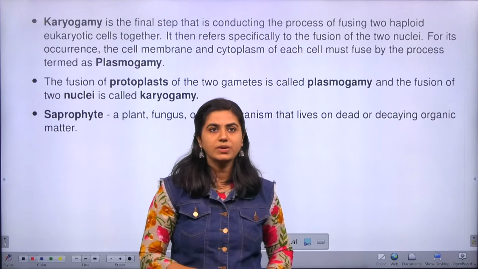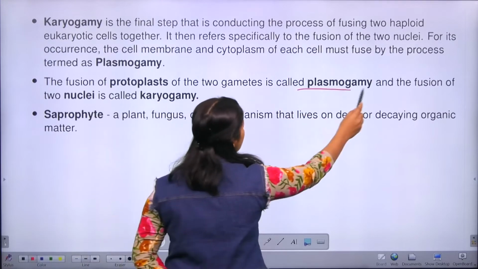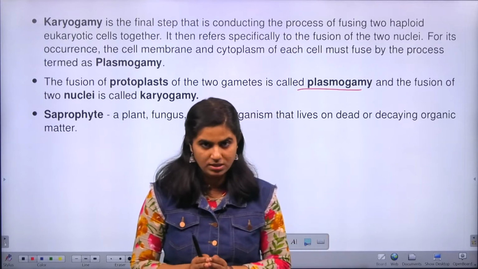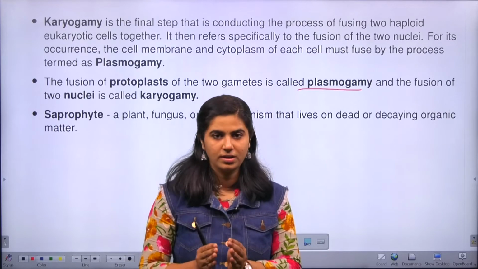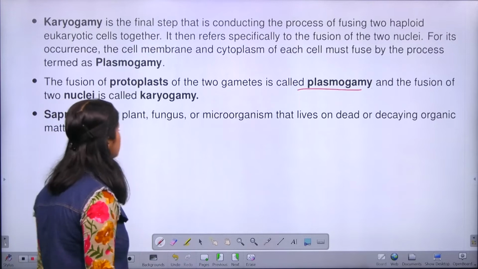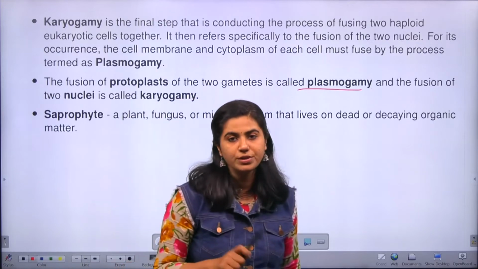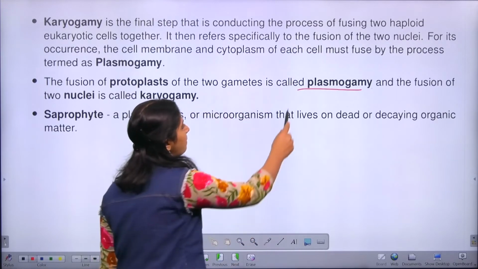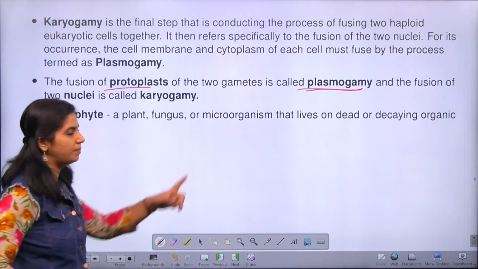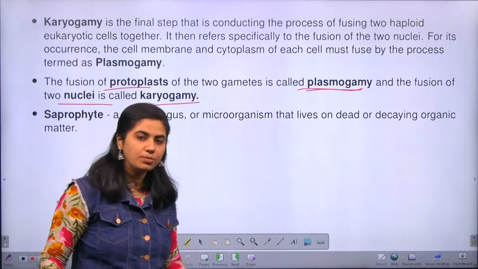Now, the next option was karyogamy, and the third option was plasmogamy, right? Karyogamy and plasmogamy are related. When two cells fuse, the fusion of two nuclei is called karyogamy. And when the protoplasm of the two cells fuses, we call it plasmogamy. So the fusion of the protoplasm is called plasmogamy and the fusion of the nuclei is called karyogamy. And the final option was saprophytes.